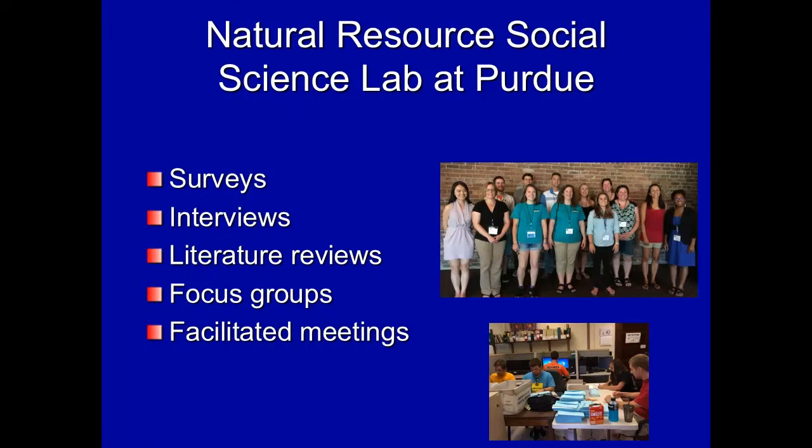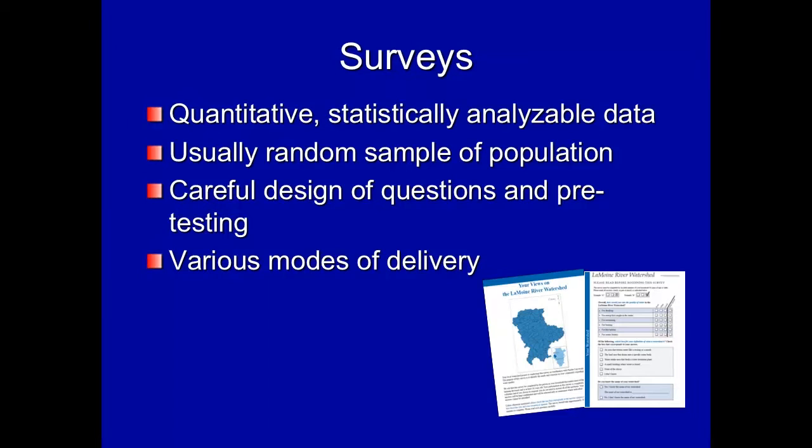We do a lot of surveys. Surveys are generally quantitative, and you get statistically analyzable data if you have a random sample of your population or a census. In our group, we do a lot of careful design of questions. We do a lot of pretesting of all of our surveys. We have a lot of surveys that carry from question to question that have been used in many, many watersheds and many states. And we use different modes of delivery, so it depends who we're trying to survey. We do mail surveys. We've done some phone surveys, although I'm not a huge fan of phone surveys. We also do internet surveys if our population is clearly defined and has email addresses, such as crop advisors, for whom we can actually get email addresses, but we don't have mail addresses.